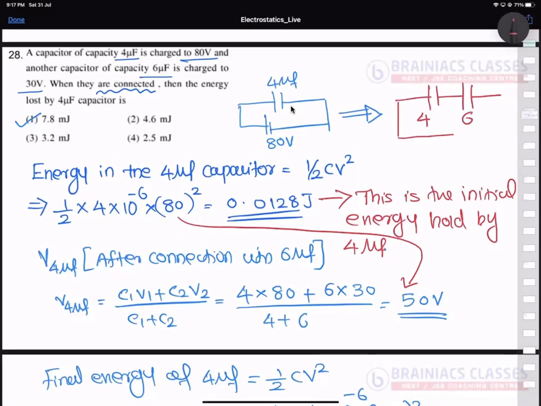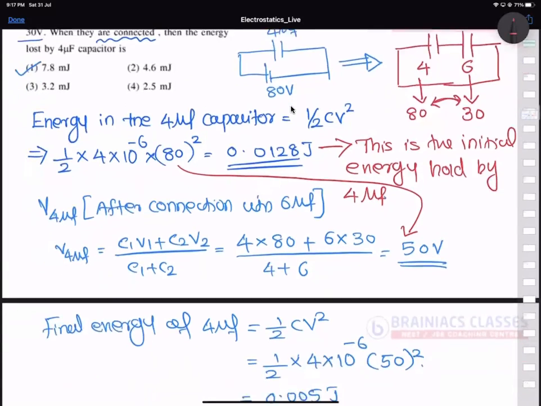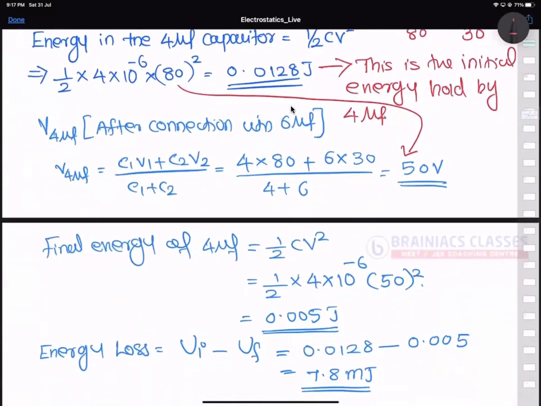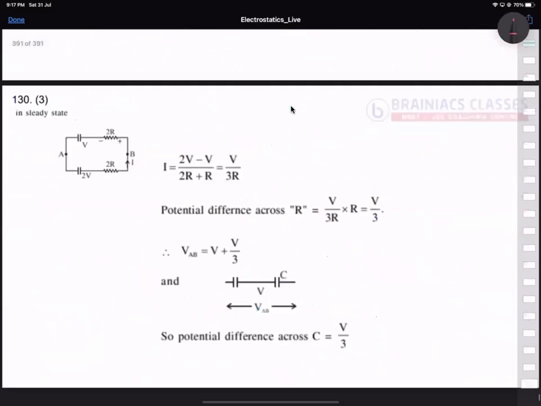When they are connected together, initially the 4 microfarad voltage is 80 volt, and the 6 microfarad is 30 volt initially. But after the connection, some charge transfer will happen. If charge transfer happens, its voltage changes to 50 volt.